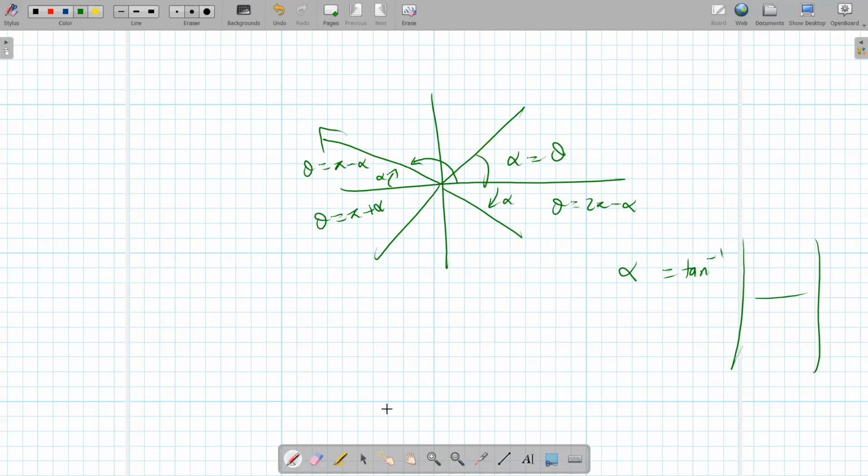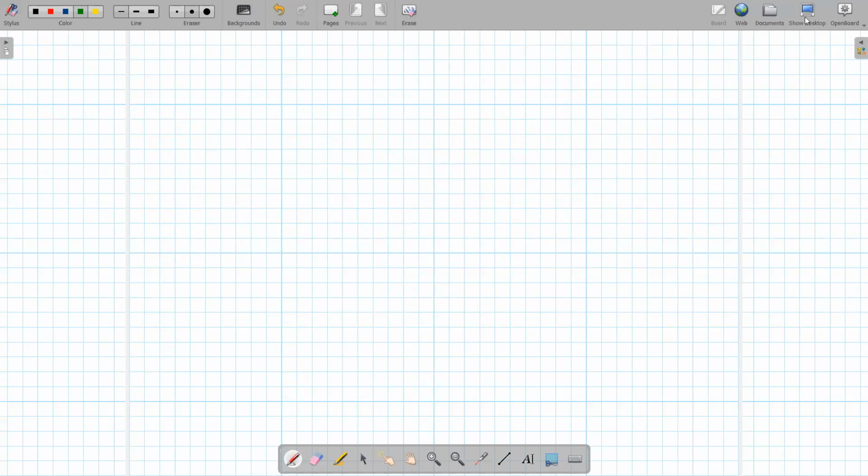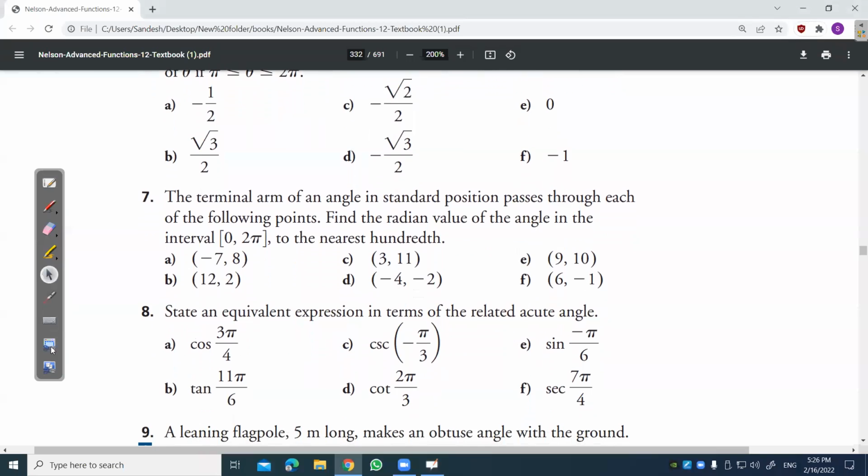It doesn't matter what it is. For alpha, whenever we're trying to find alpha, it's always going to be the absolute value of the ratio because alpha means acute angle. That means the ratio has to be positive. Okay. How do you feel about that?